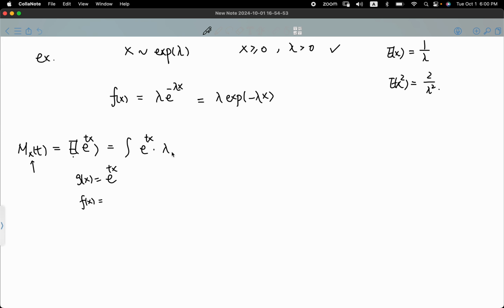Okay, so we need to plug in lambda e raised to the power of negative lambda multiplied by x, and then dx. And then we need to evaluate this integral and end up with a formulation. And then this expression will serve as our moment function. And then we're going to take the derivative of this expression to calculate these two quantities here. Okay, so that is what we're going to do next. Any questions or comments up to this point?